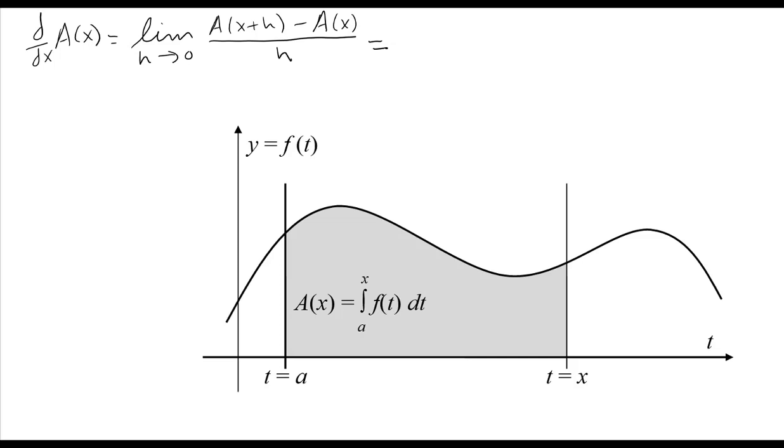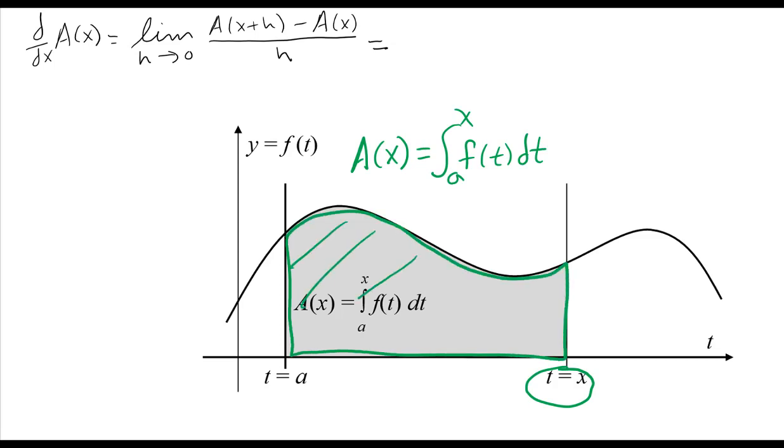What is A of x? Well, A of x is the area with a stopping point at x. So that's the area inside this green here, the green slashes. That's the area A of x. It's the integral from t equals a to t equals x of f of t dt.